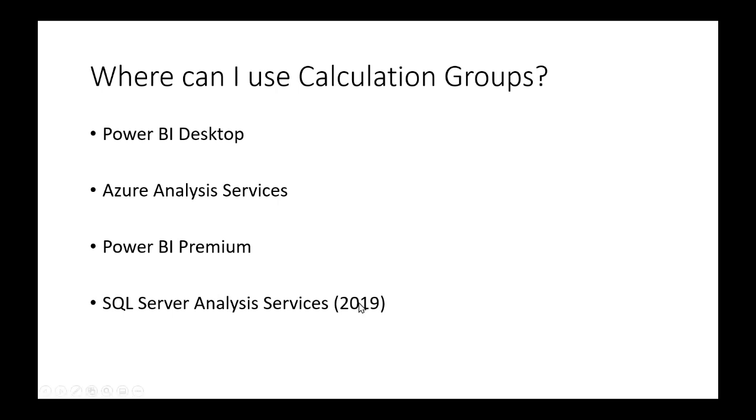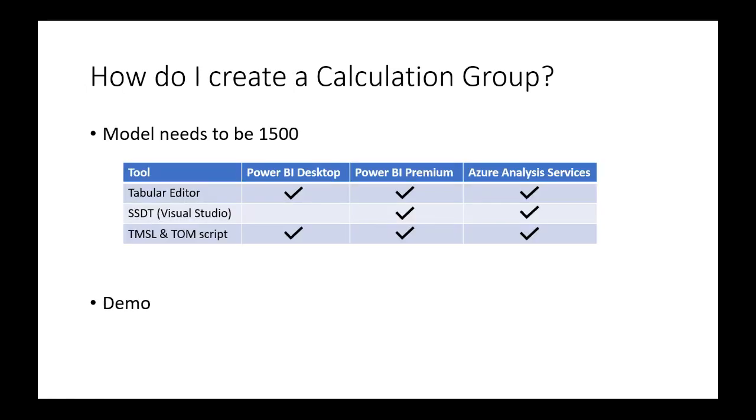And I talked just a little bit about what tools you can use to add calculation groups to your models. So I prepared a simple little matrix here that just tells us what we can do where. So first of all, how do I create a calculation group? Well, your underlying data model needs to be compatibility mode 1500. Now, if you don't know what a compatibility mode is, don't worry. So long as you're on the latest version of Power BI Desktop, you're on this compatibility mode.